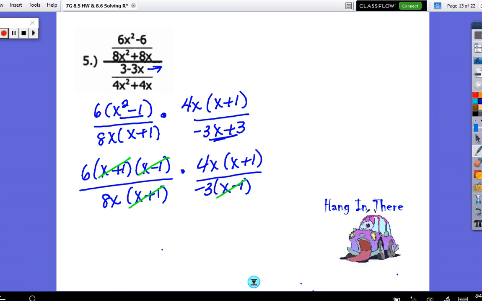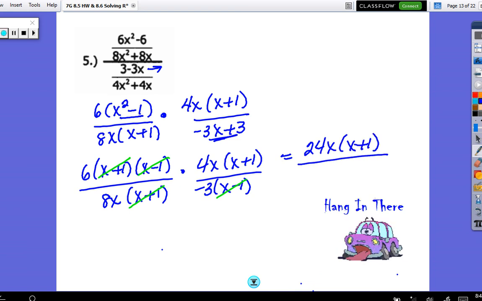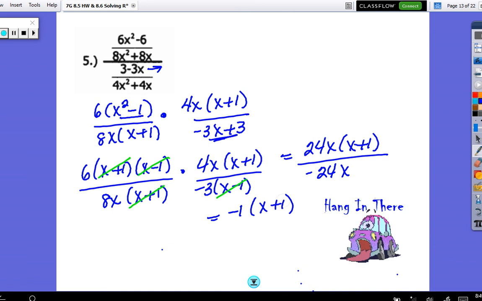All right, 6 times 4x gives me 24x, x plus 1. The denominator, I've got 8x and negative 3, so it gives me a negative 24x. All right, I can divide negative 24x into positive 24x and get a negative 1. And then distribute that negative. So here's my final answer.